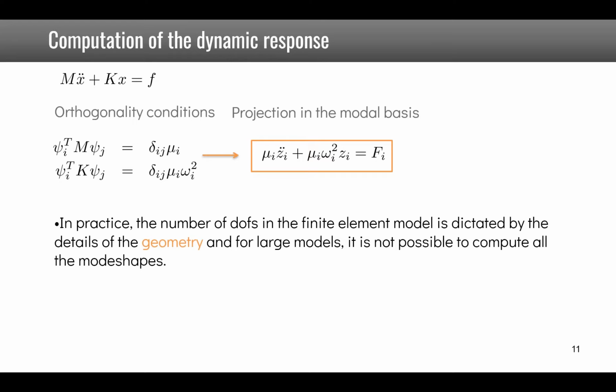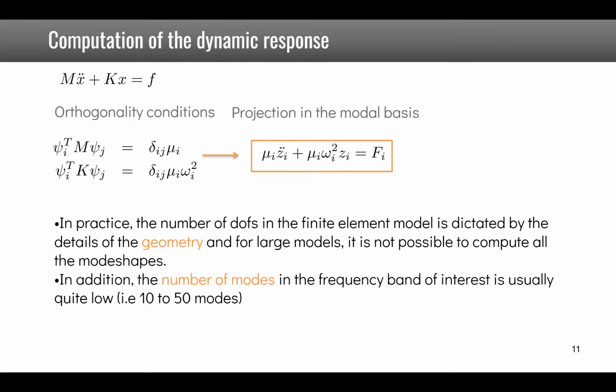In practice, the number of degrees of freedom in the finite element model is dictated more by the details of the geometry, and so for large models it's not possible to compute all mode shapes. For the building we will not compute 55,000 mode shapes. In addition, traditionally the number of modes in the frequency band of interest is quite low, so we will use maybe between 10 and 50 modes.